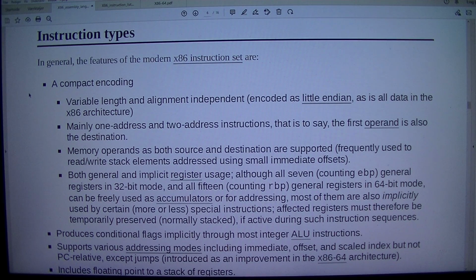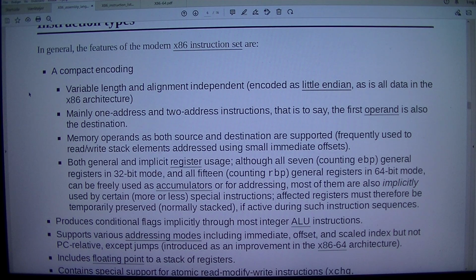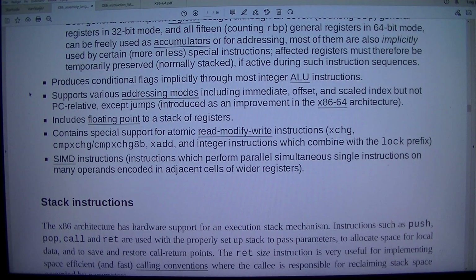Most of them are also implicitly aliased by certain, more or less, special instructions. Affected registers must therefore be temporarily preserved, normally stacked, if active during such instruction sequences. Produces conditional flags implicitly through most integer ALU instructions. Supports various addressing modes including immediate, offset, and scaled index but not relative, except jumps, introduced as an improvement in the x86-64 architecture. Includes floating point to a stack of registers.